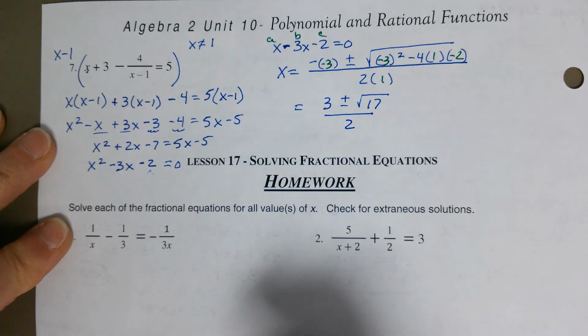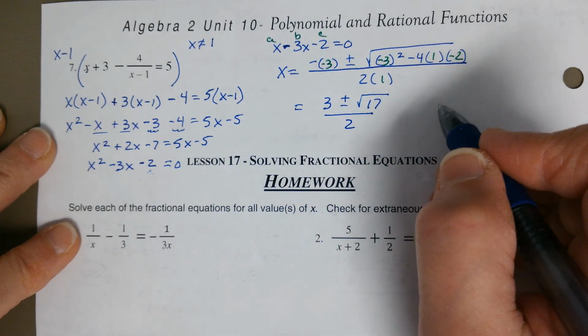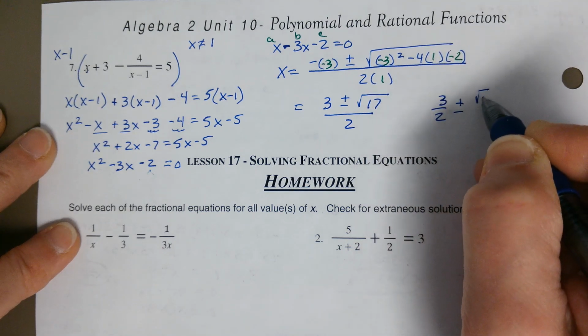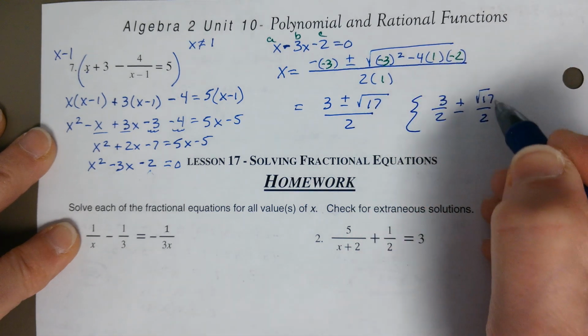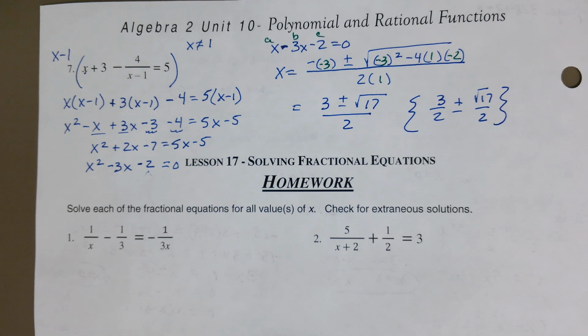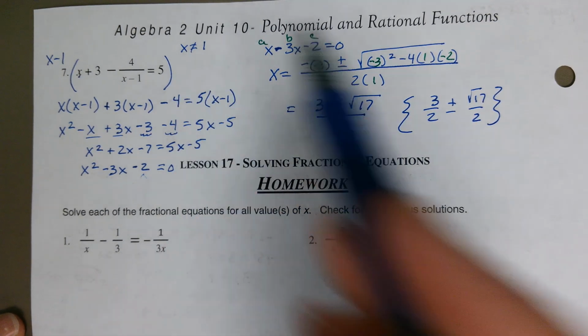So we have two solutions here. I will split it up. The radical cannot be simplified. We have 3 halves plus or minus the square root of 17 halves. This is our solution: 3 halves plus the square root of 17 halves and 3 halves minus the square root of 17 halves. X could not equal 1.